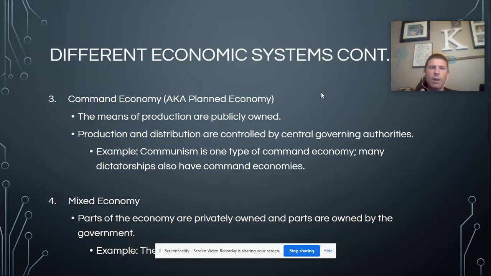It's interesting. We'll talk about North Korea later on, which is controlled by a dictator, and I would say it has elements of a command economy, but also some elements of socialism as well. A mixed economy is really what the United States has, and that's where industries are privately owned, but some of them are also owned by the government, and there's some things the government does that nobody else can do. So we are a mixed market economy here in the United States.